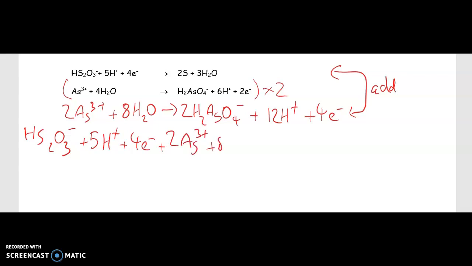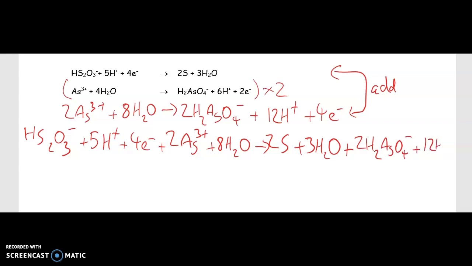2As plus 8 waters goes to 2S plus 3 waters plus 2H2AsO4- plus 12H+ plus 4 electrons. And once again, I cancel the things that are the same. I'm going to cancel the electrons.